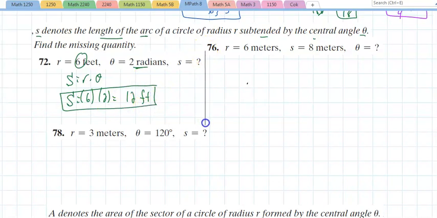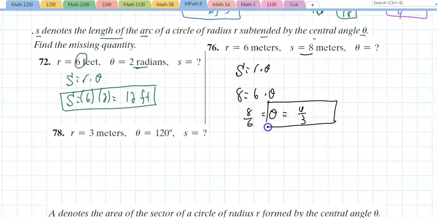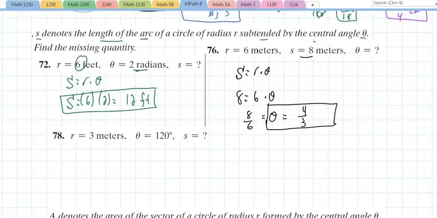Number 76, they give us s, and well, s equals r times theta. They say theta is 8, s is 8 meters. So if I put 8 right there, radius is 6 times theta. What would theta equal? Theta would be 8 over 6, which is 4 over 3. And if you don't write anything, you're saying it's radians. If it's degrees, you must give it that little zero power. But if it's not, then you really don't have to worry about it.